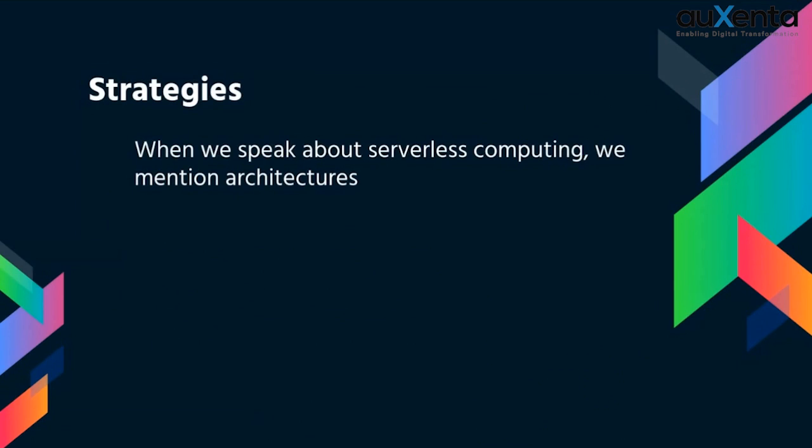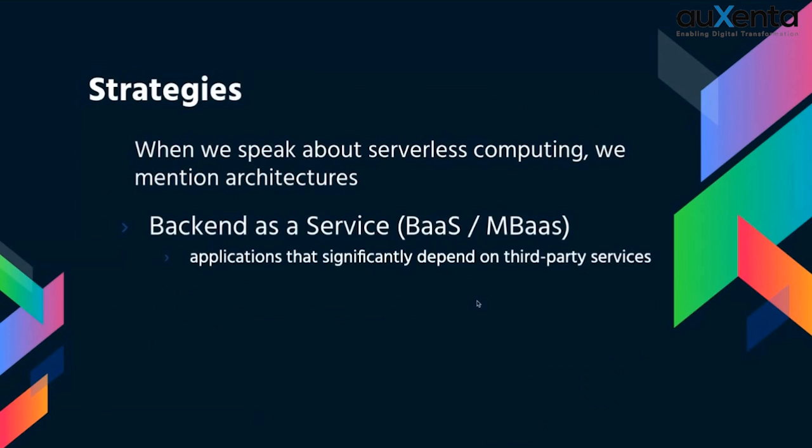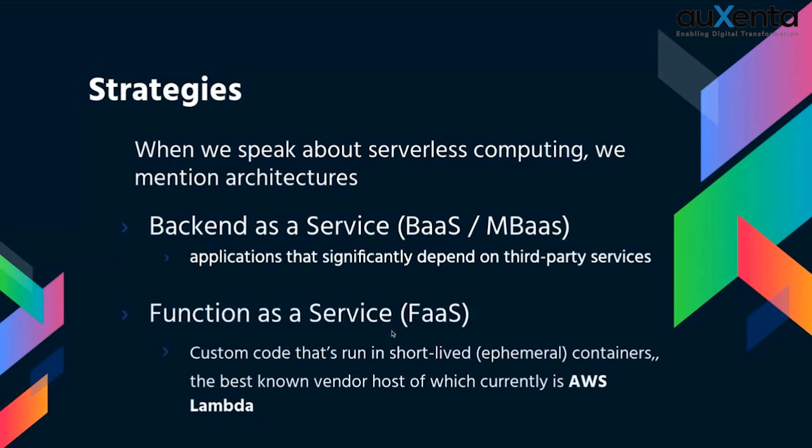So there are 2 architectures we can use in serverless. When we speak about serverless computing, we mention these architectures. The first thing is called backend as a service. It's also called mobile backend as a service. The other thing is function as a service. For an example, the best known vendor, which currently is AWS Lambda, for function as a service. So let me explain what is backend as a service and function as a service.